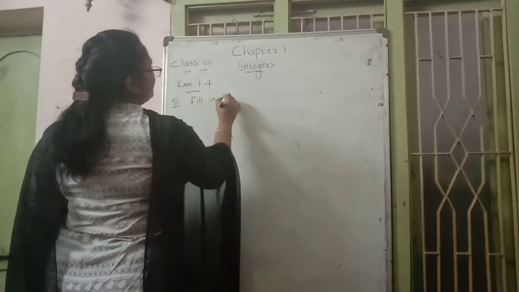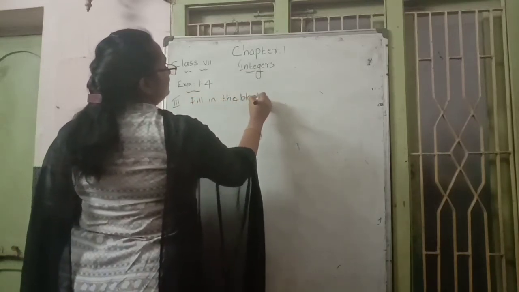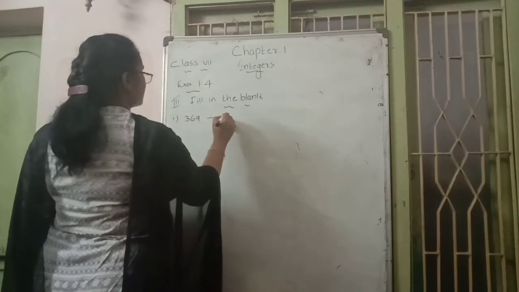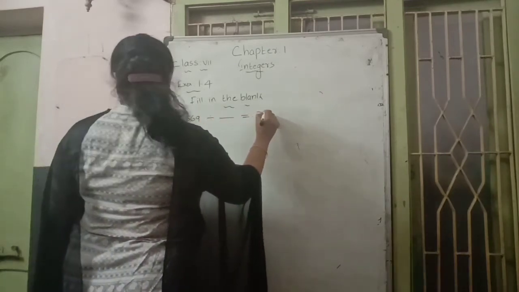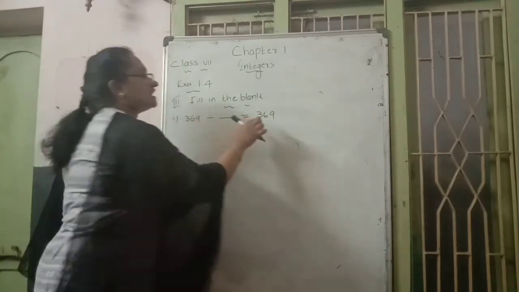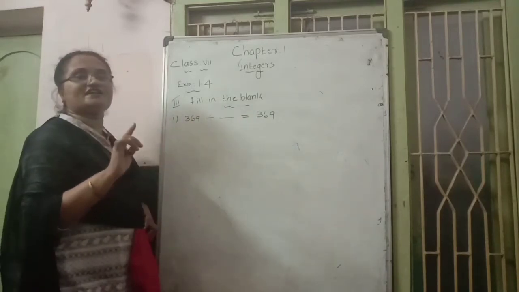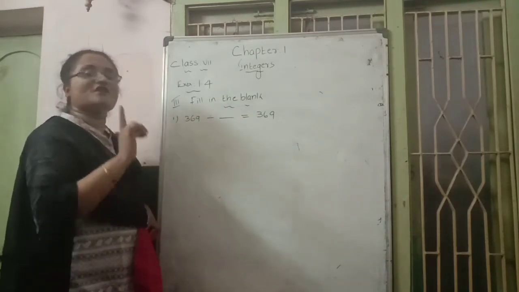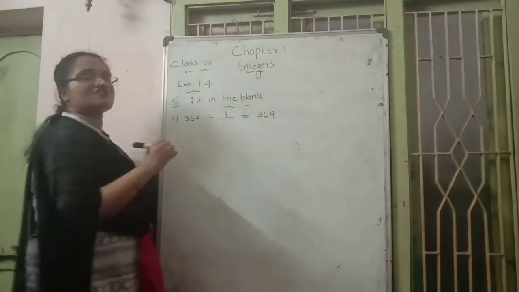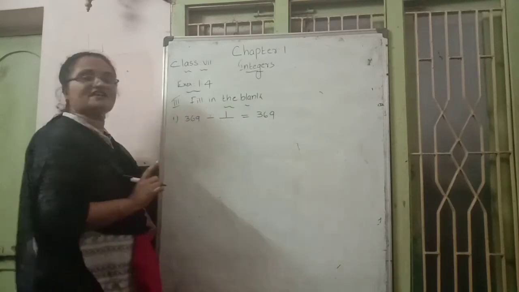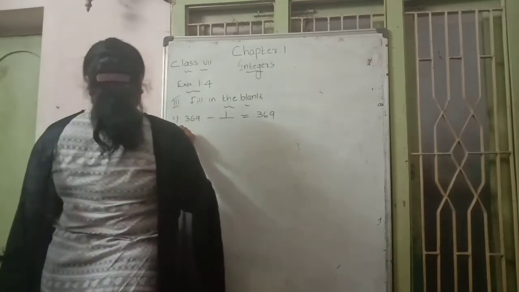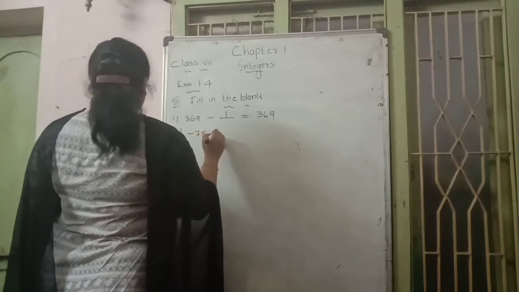Fill in the blanks. Here the dash is a number, insert that. In the first question they gave 369 divided by one number and the final result. The quotient is given as 369. So which number should be in the divisor place? The division rule says that any number divided by 1 gives the same number. That's why in this dash place we can insert 1.